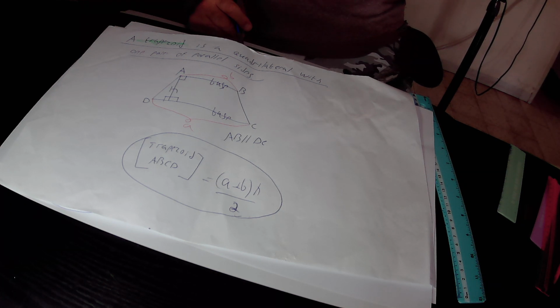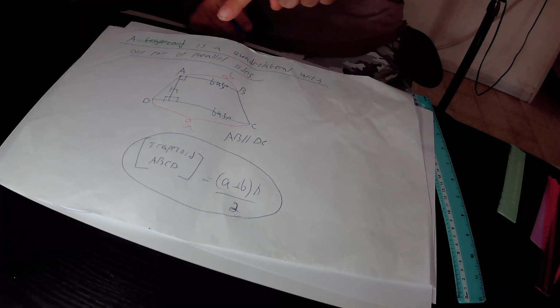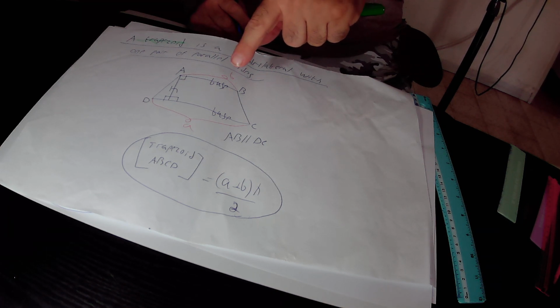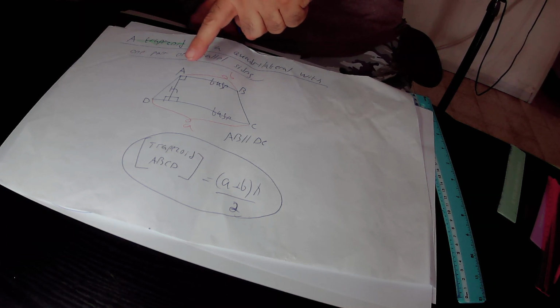And what is the area of this trapezoid ABCD? It is equal to the sum of its two parallel bases, that is A plus B, times the height H over 2. The height H must create 90 degrees with the two parallel bases, AB and DC. Again, the height must create 90 degrees with the two bases.